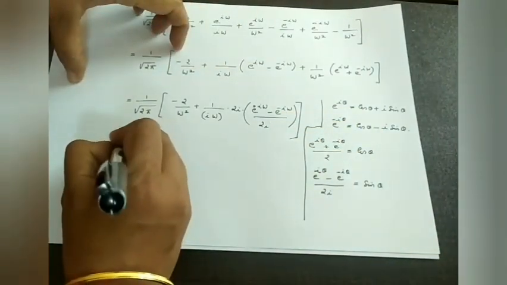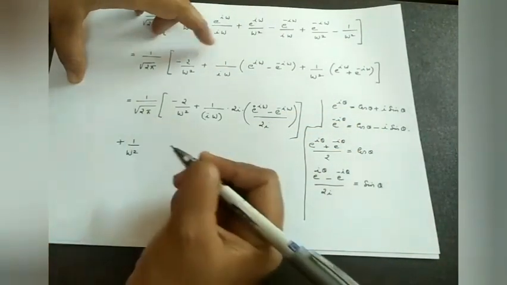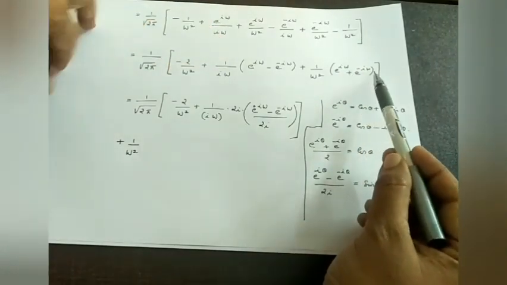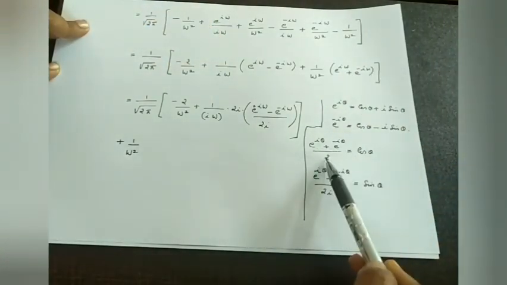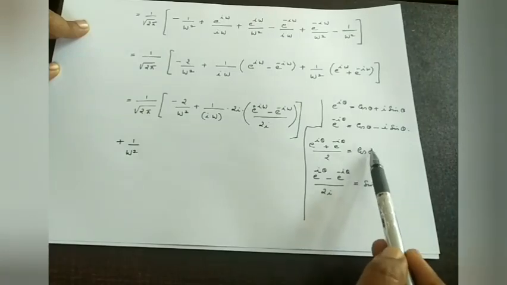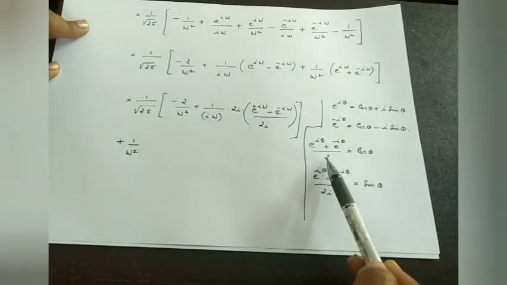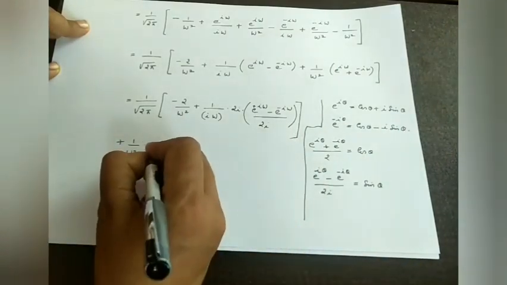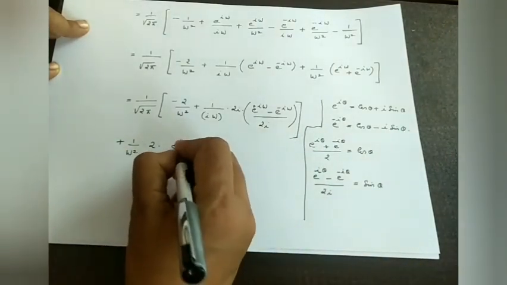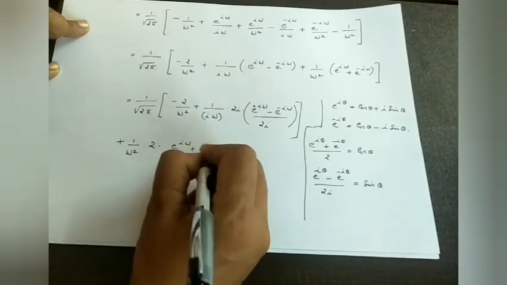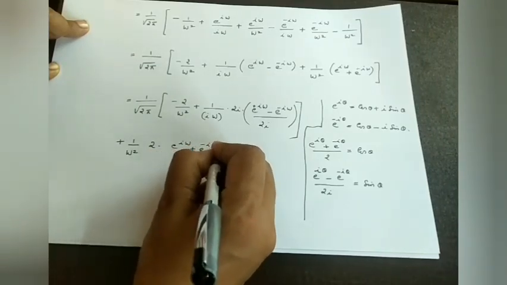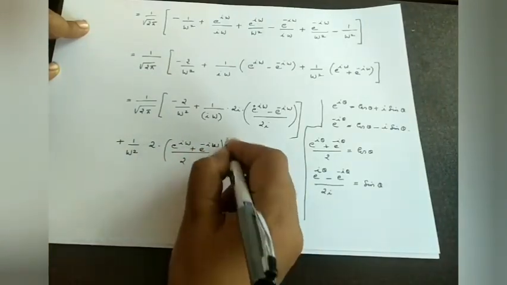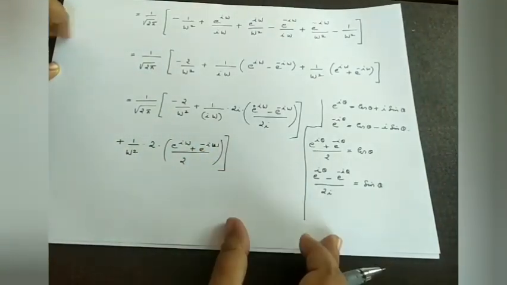Plus 1 by ω² into, now this is of the form e^{iθ} plus e^{-iθ}. Therefore, to convert it to cos form, I will multiply it by 2 and divide by 2. Now closing the brackets.